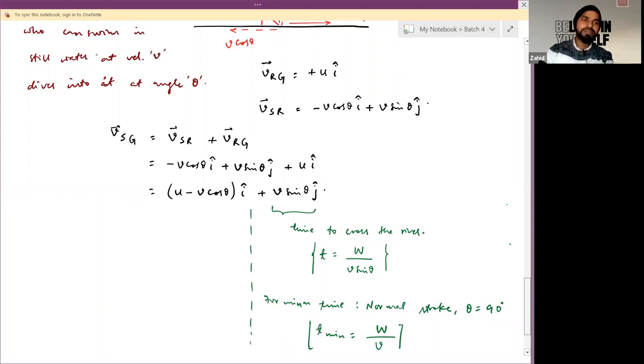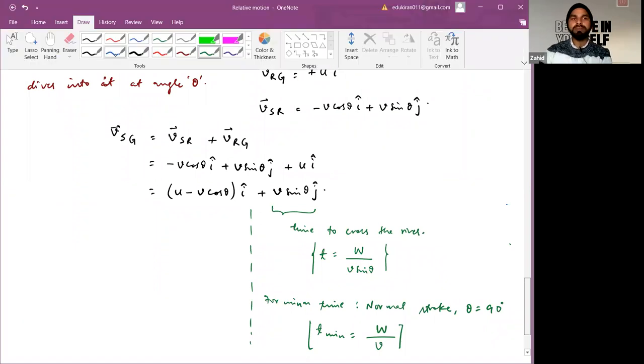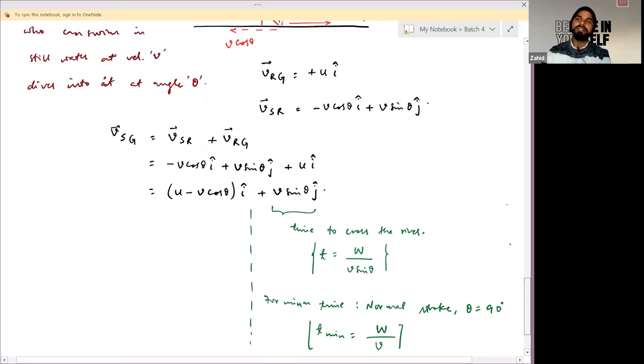Now this x component will be responsible for the drift from its actual point. So we may define three different conditions related to this velocity. First, if u is greater than v times cos theta. Second, if u equals v times cos theta. And third, if u is less than v cos theta.